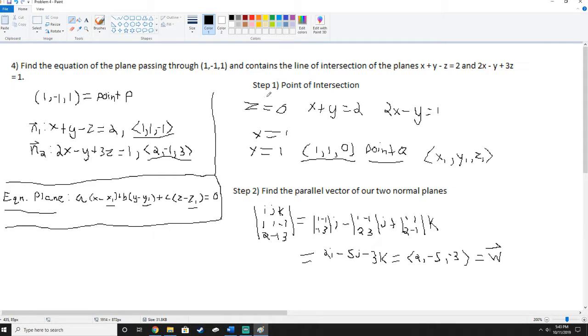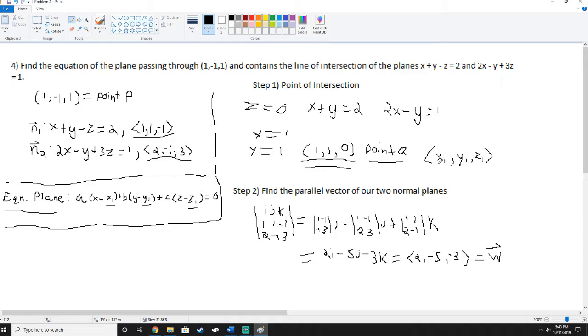So our first step is going to be to find the point of intersection. So we're going to take our given equations, and we're going to have x + y = 2 and 2x - y = 1. So we're going to set z equal to 0, and through using a system of equations, we should find that x is equal to 1 and y is equal to 1. And from that, we're going to get our new point right here, which is (1, 1, 0). And we're just going to call this point Q.